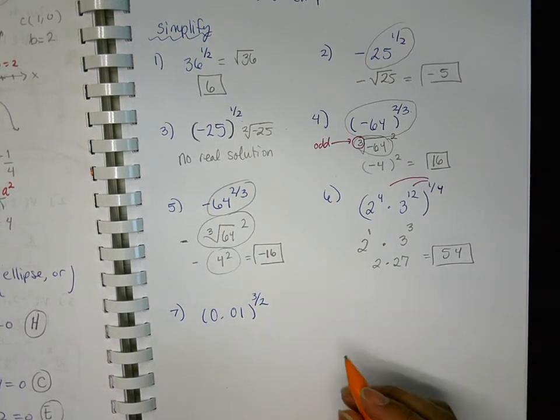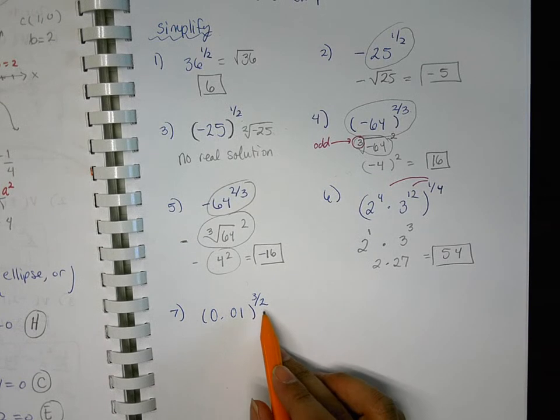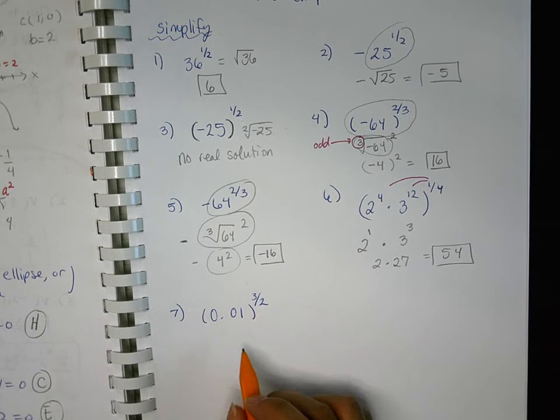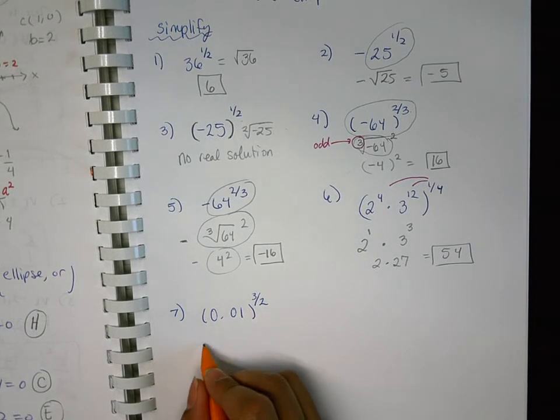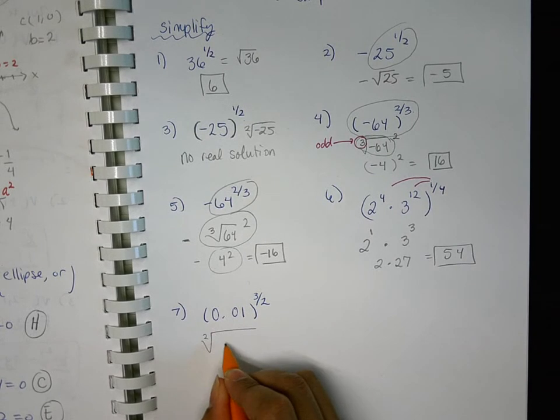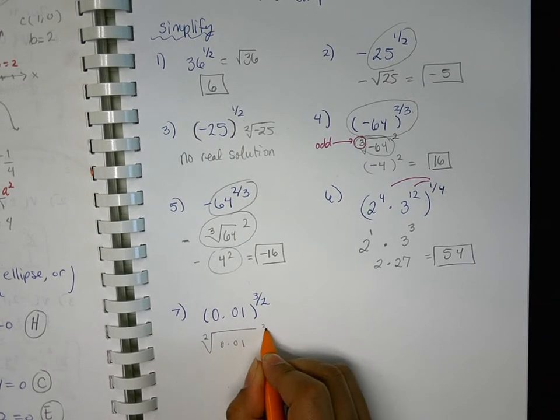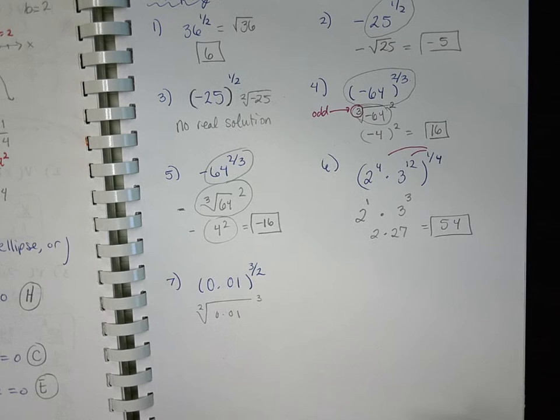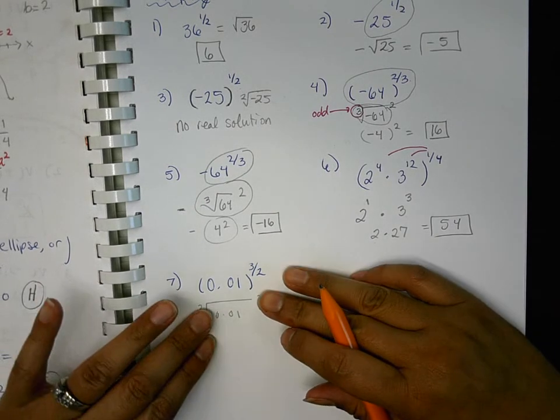All right. What is this going to do? The square root? Yes? Square root of 0.01 cubed. And without a calculator, how do we work that out? I'm going to cover everything.